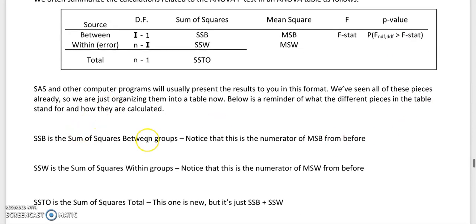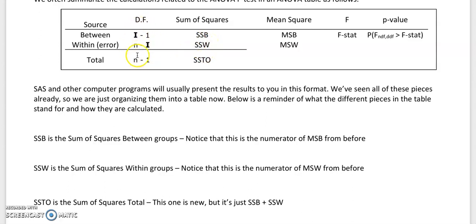All right, so just a quick recap. SSB is sum of squares between groups. We haven't actually talked about this very explicitly, but this is just the numerator from mean squares between that we spent a page looking at earlier. Sum of squares within groups, SSW, is the numerator from mean squares within before. Again, something we spent a page looking at. And then really, one of the only new calculations in this table is what we call sum of squares total, but this is just adding SSB and SSW here.